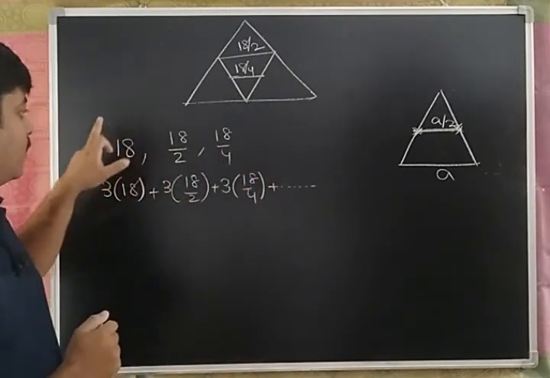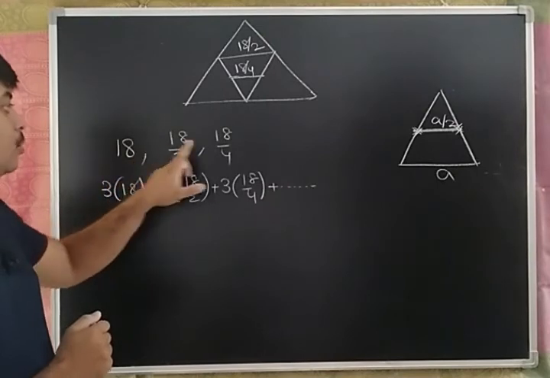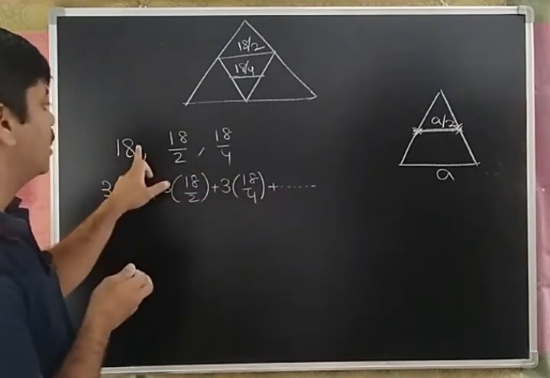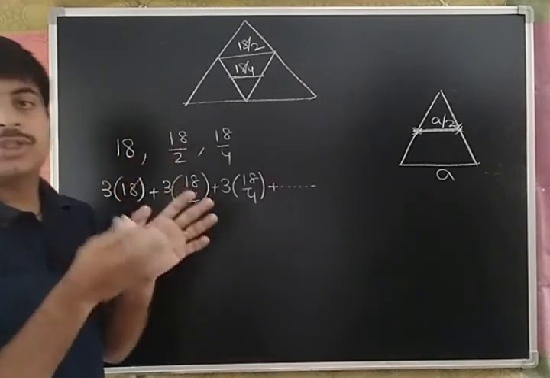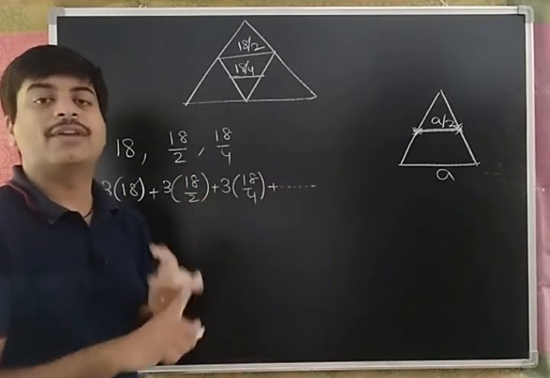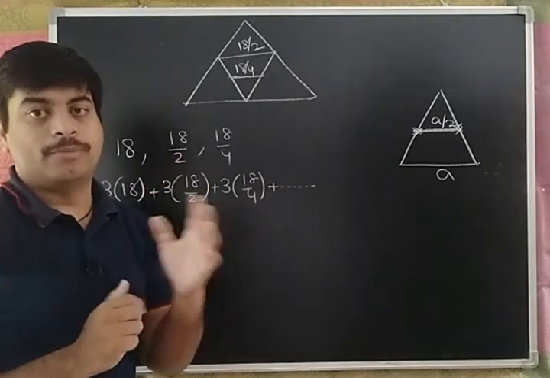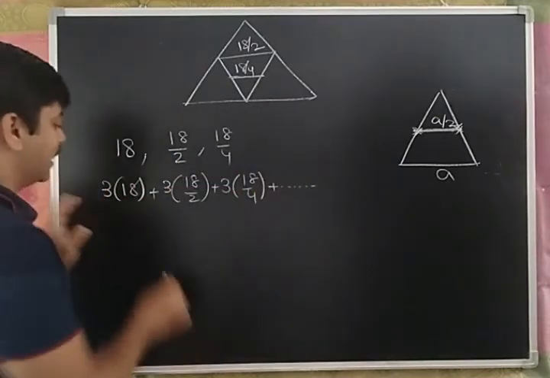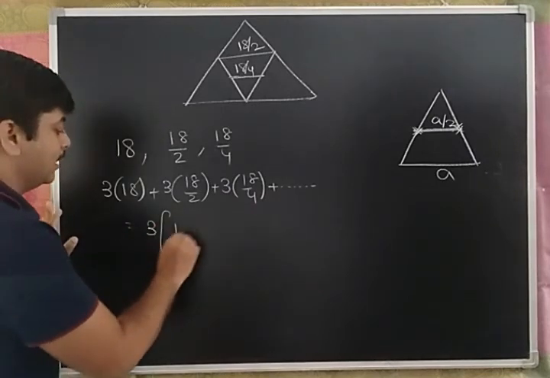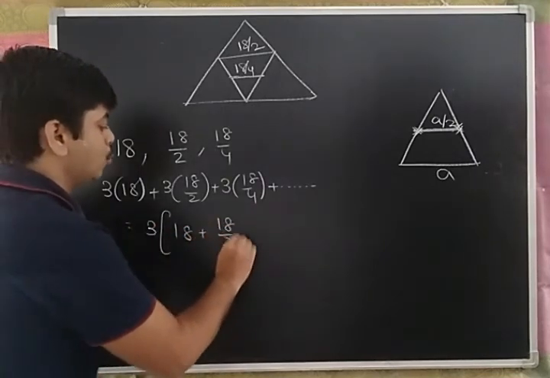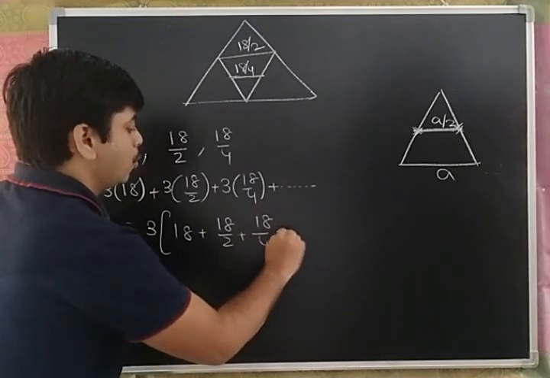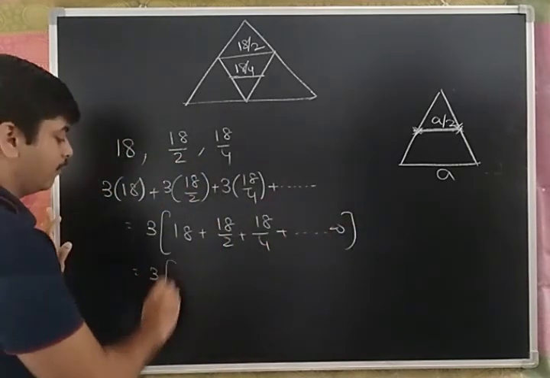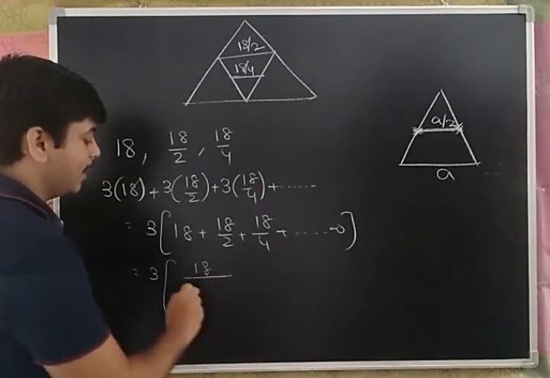If you carefully observe, the first element is 18, then 18 by 2, then 18 by 4. So the common ratio is less than 1. Can you see that? The common ratio is 1 by 2, which is less than 1, and then we can apply the S infinity formula. See here. We need to find the value of this one. I'm taking 3 common: 3 times (18 plus 18 by 2 plus 18 by 4 plus so on till infinity). Yes or no? So it is 3 times A by 1 minus R.